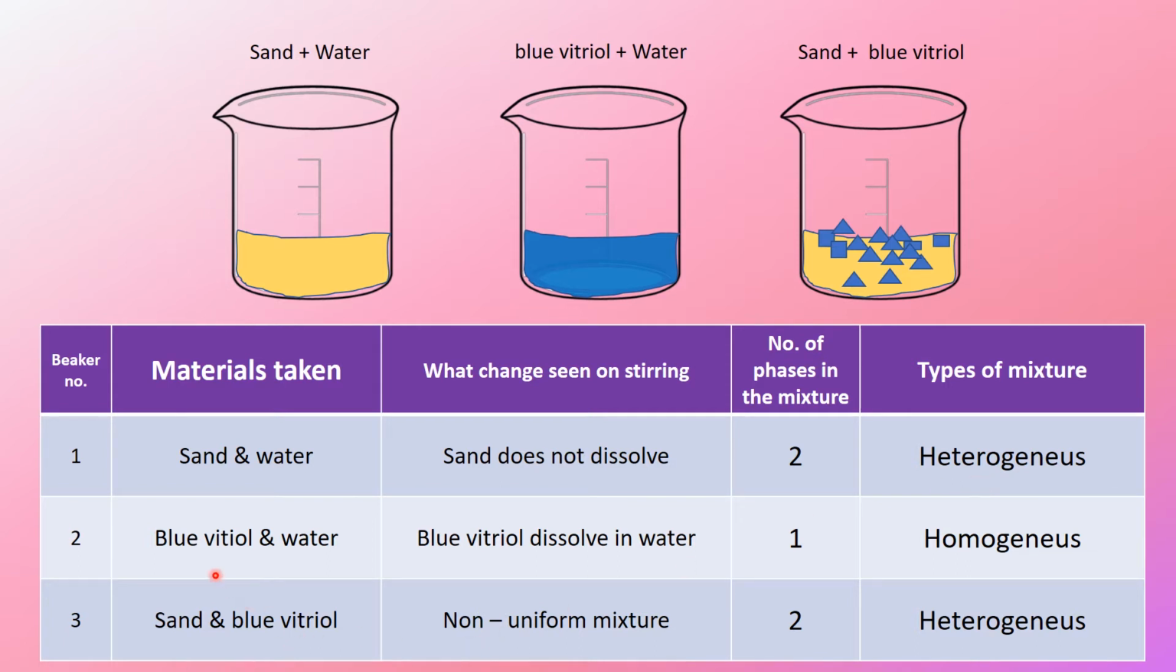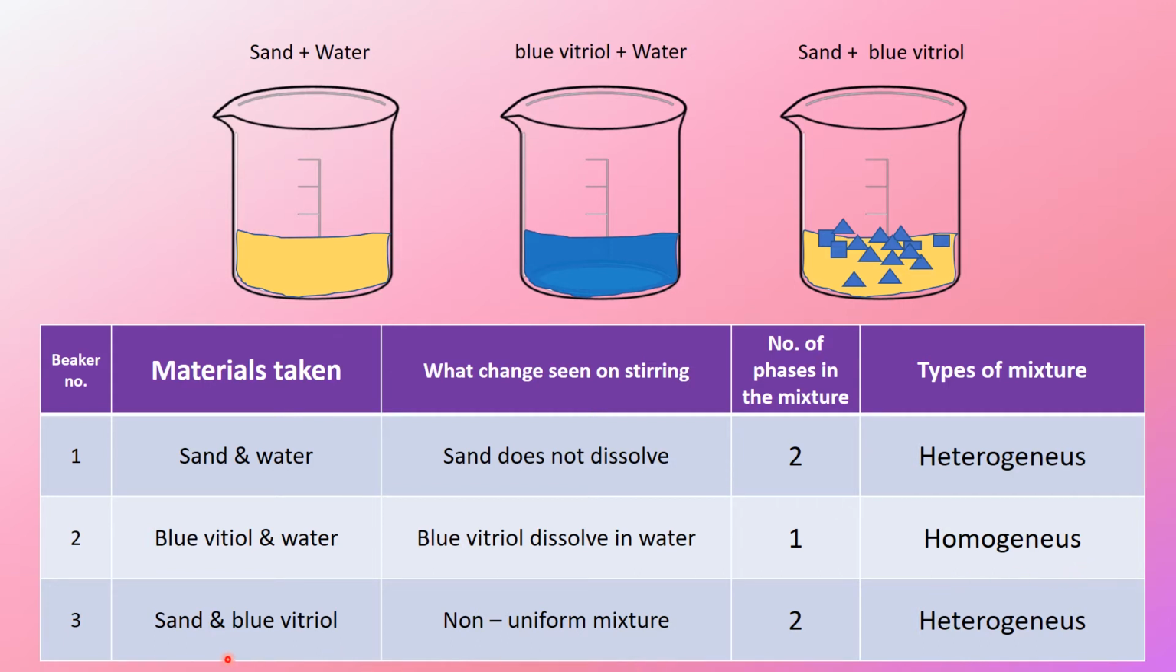Next, the beaker with blue vitriol and water. So what are the observations? Blue vitriol dissolves in water. So here one single phase is observed. Therefore this type of mixture is homogeneous.